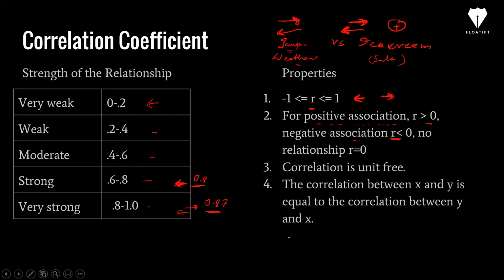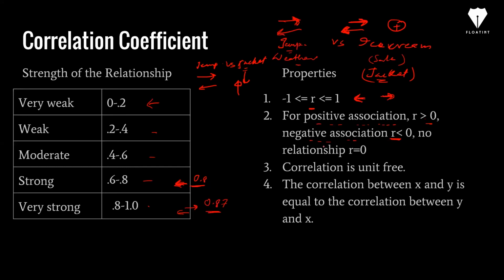All right, if I want to give you a negative correlation example, let us say temperature versus the sale of jackets. If your temperature is high, your jacket sale will be low. If your temperature is low, your jacket sale will be high. So in this case, this will have a negative association, and the R value will be negative.